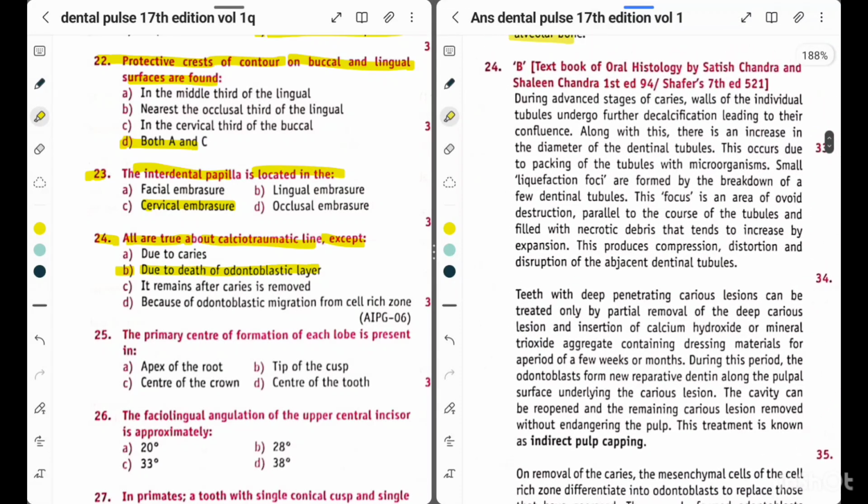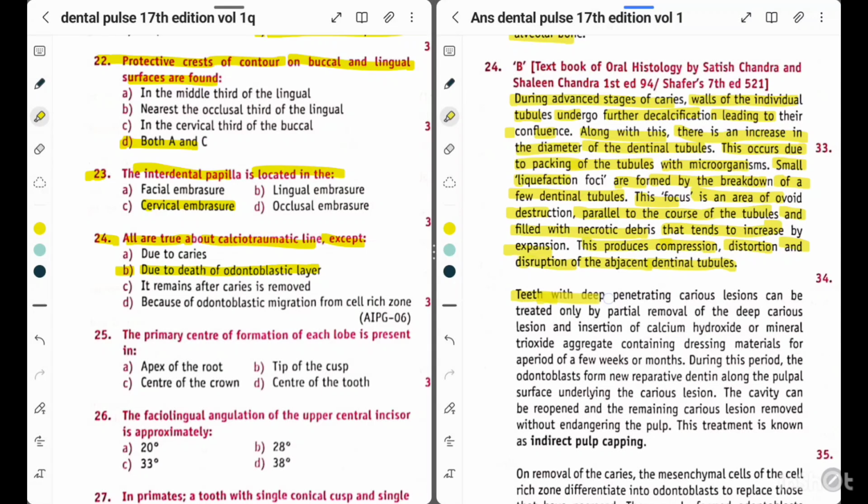During advanced stages of caries, the walls of the individual tubules undergo further decalcification, leading to their confluence. Along with this, there is an increase in the diameter of the dentinal tubules. This occurs due to packing of the tubule with microorganisms. Small liquefaction foci are formed by the breakdown of a few dentinal tubules. This focus is an area of ovoid destruction parallel to the course of the tubules and filled with necrotic debris that tends to increase by expansion. This produces compression, distortion, and disruption of the adjacent dentinal tubules.